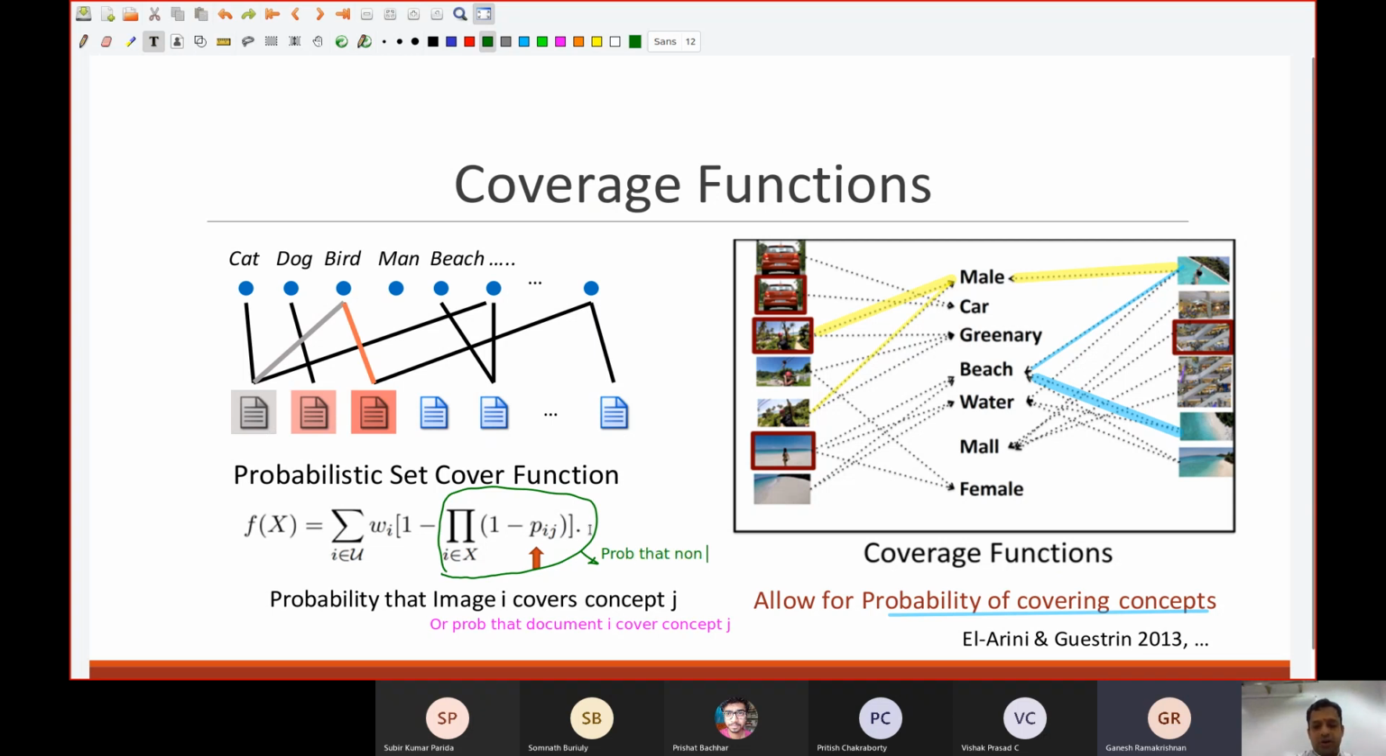This entire thing is the probability that none of the examples have covered concept j. And 1 minus the whole thing is the probability that at least one of the examples covered concept j. It's very obvious. If you've done a graphical models course, you'll recognize this as the noisy OR. It is also called that. This again turns out to be submodular.